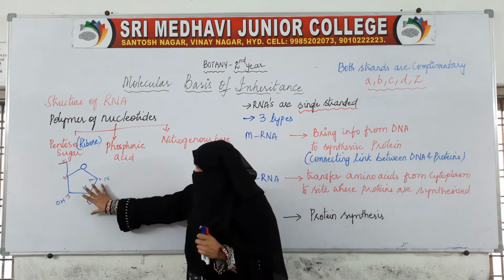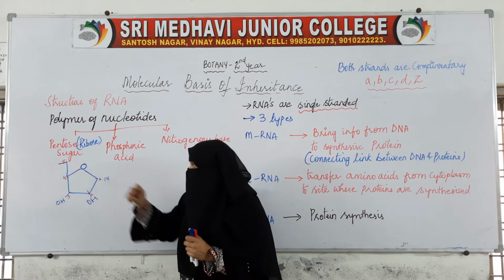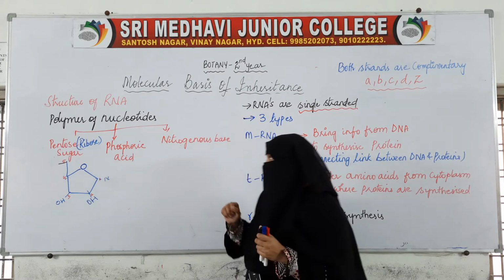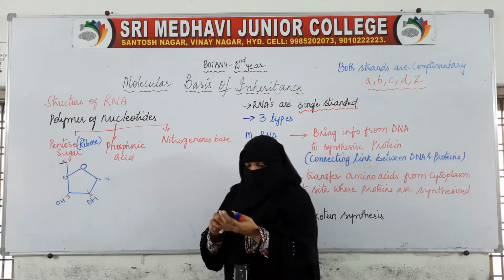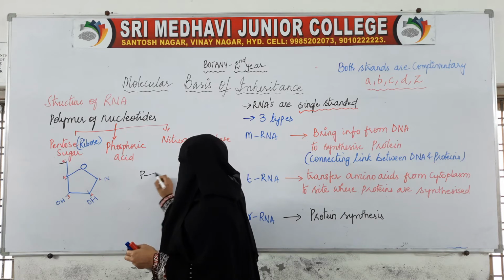So this is the structure of ribose sugar. And phosphoric acid, we all know the structure of phosphoric acid.